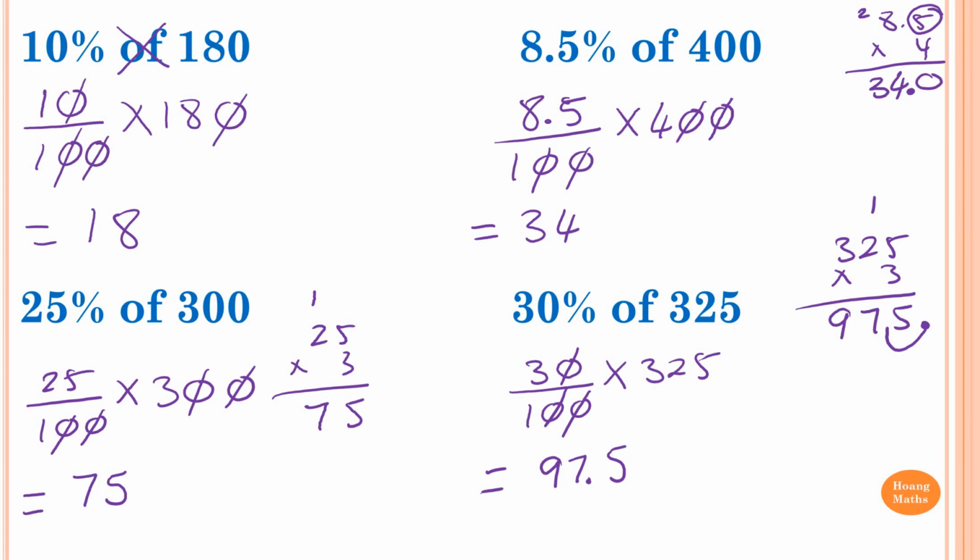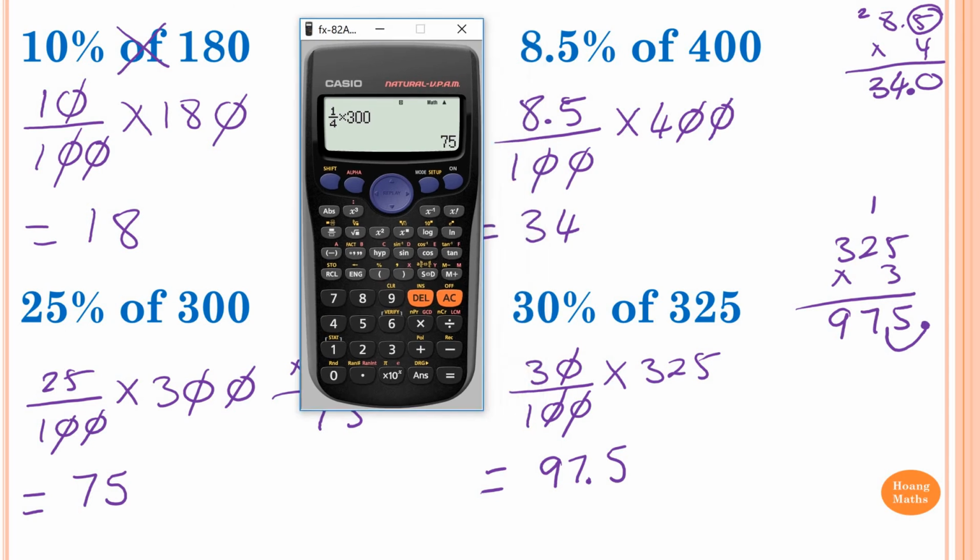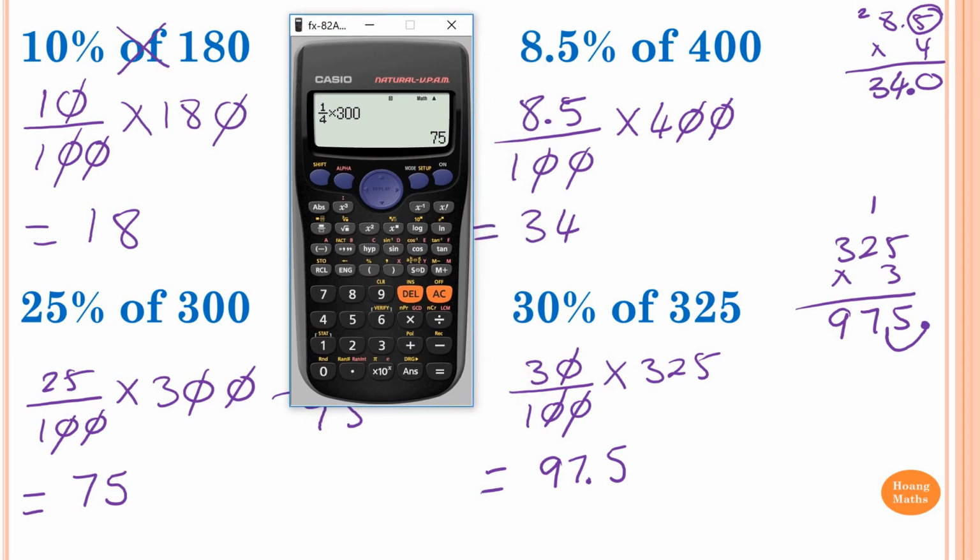Let's check it to see, okay, as well. So to use the calculator, what you do, you just go 10%. It means 10 per 100 or 0.1. Okay, your choice. You times by 180. See, 18. 25% is a quarter. I can write a quarter, or I write 25 over 100. So I just times by 300. See, so 75.